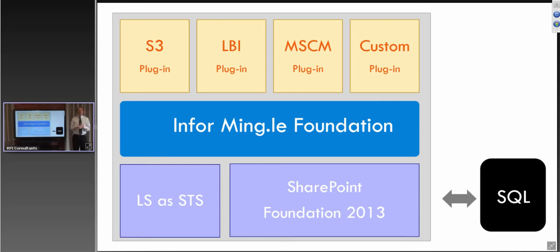Once we have Mingle up and running, the next thing we want to look at is authentication. Out of the box, SharePoint is set up to authenticate against what? Windows Active Directory, right? When you try to access the SharePoint site, it's going to prompt you for your Windows username and password.